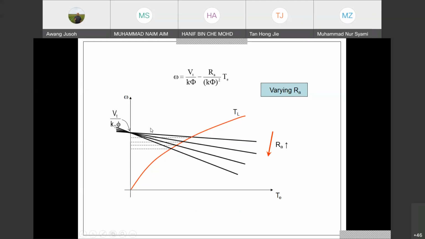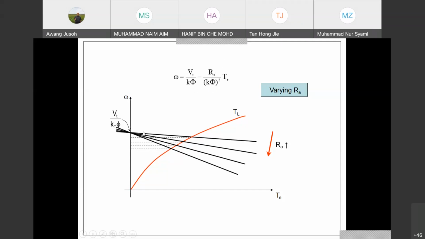So in this method, flux and voltage must be kept constant. If you use this method, that means the flux and voltage must be kept constant. You just change RA only. Similar to the previous one, when you control the voltage, the flux and RA also must be constant. So just one parameter is controlled at one time. If you want to change the speed using RA, the terminal voltage V must be constant, fixed, and flux also must be fixed. Then just change RA only.